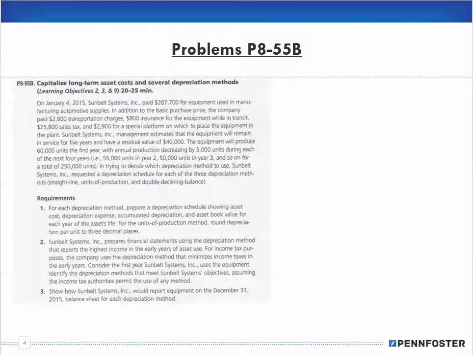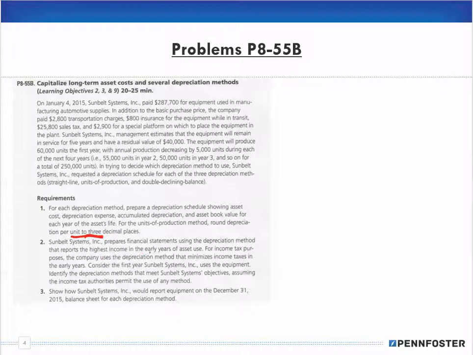So, number 1, for each depreciation method, prepare a schedule showing asset cost, depreciation expense, accumulated depreciation, and asset book value for each year for the asset's life. For the units of production method, round depreciation per unit to 3 decimal places. Pay attention to that. It's telling you how many decimal places. If you round only to 2, or you're lazy and don't round, or you round out to 6 or 7 places, you just leave whatever answer is in the calculator, because most calculators go out to 10 places, you're going to get the answer wrong. Right? They want you to round to 3 decimal places.